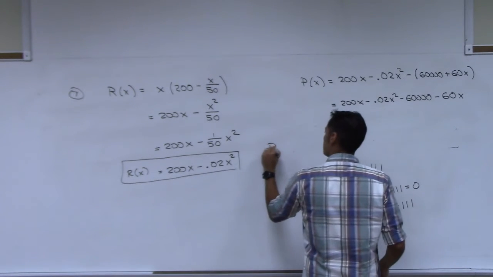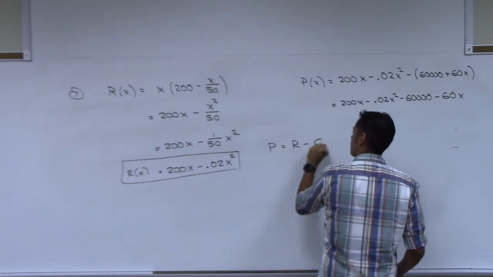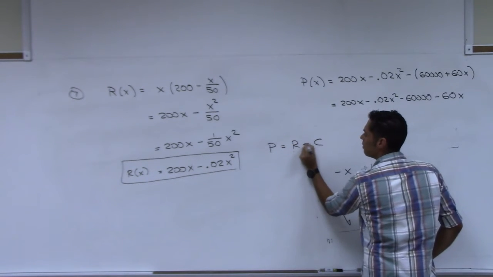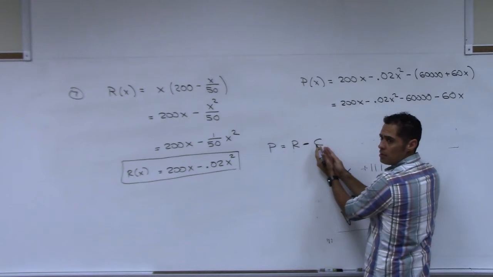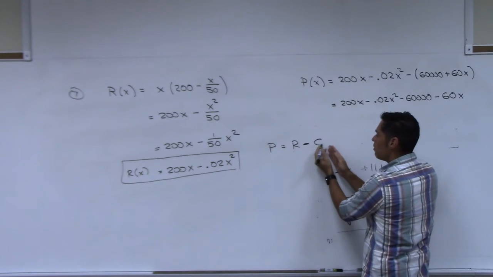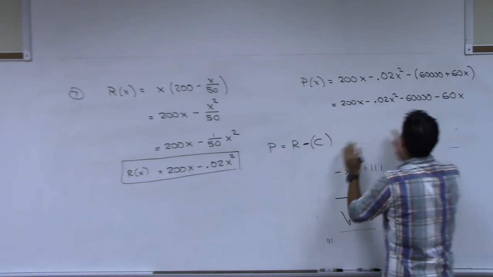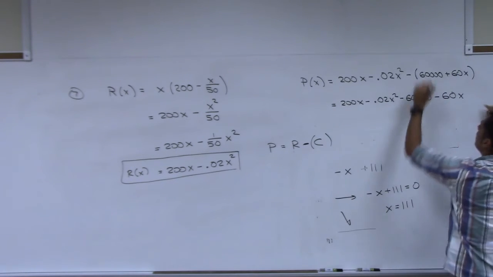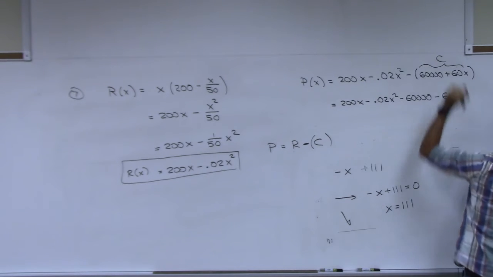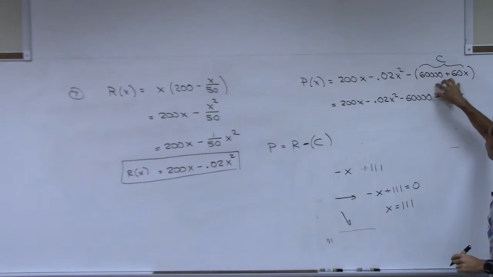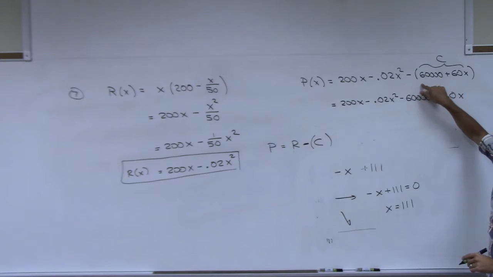Profit is always going to be revenue minus cost, right? This subtraction symbol applies to everything here. So if you have more than one term, you've got to have parentheses around it. Right here, this is your cost, so I'm subtracting the whole thing. You must have the parentheses.